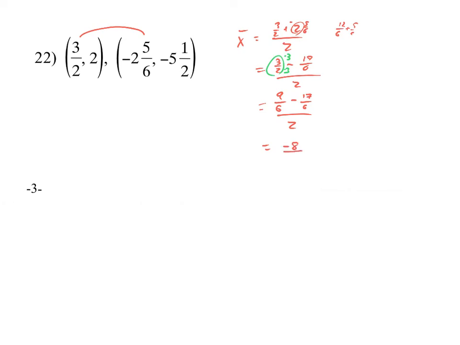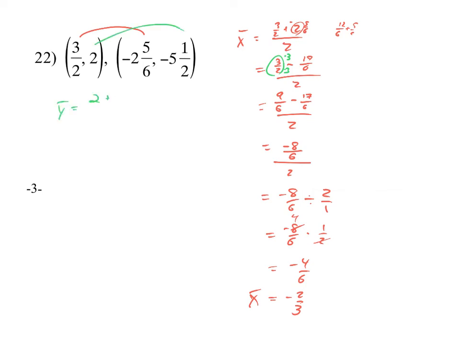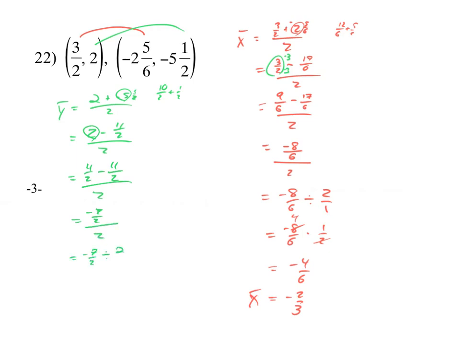Great. We're going to do the same thing with the y values, but it'll be a little bit easier. Average y is going to be 2 plus negative 5 and a half over 2. This is 2 minus 5 and a half. 5 is 10 halves and 1 more half, so 11 halves all over 2. 2 in halves is really 4 halves minus 11 halves all over 2. So this is negative 7 halves divided by 2, which is negative 7 halves times 1 over 2, which is negative 7 fourths. Multiply everything on top, everything on bottom. So I think that's y hat, negative 7 fourths. So I think our average values are negative 2 thirds and negative 7 fourths, and I think it's the midpoint. Cool.